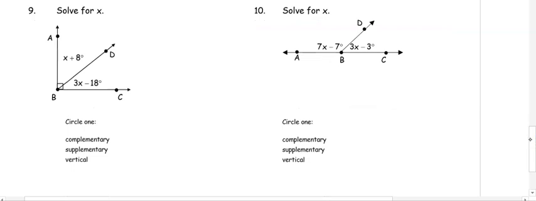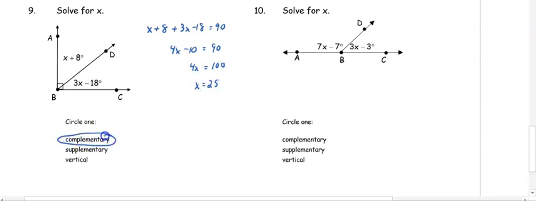So in number 9, we see this right angle here. So we know together they are 90. So x plus 8 plus 3x minus 18 equals 90. That gets us 4x minus 10 equals 90. We can add 10 to both sides, so 4x is equal to 100. We divide, x is 25. Because the angles added to 90, that means they are complementary.